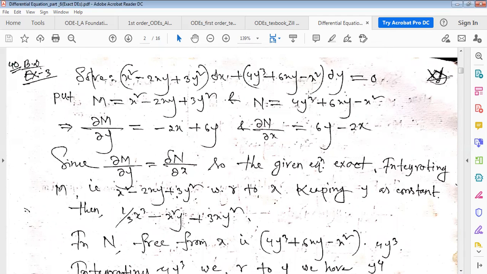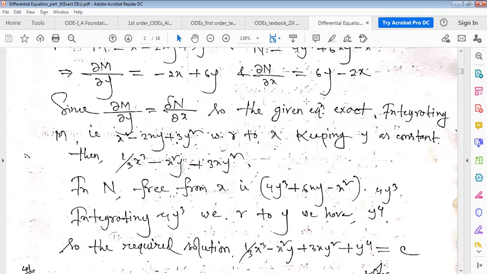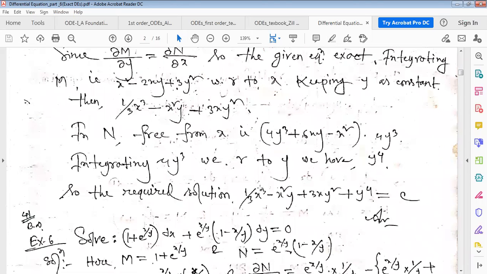That means the term without x will be what we have to take from n. In n, free from x, what? 4y cube. Now we have to integrate it with respect to y. Integration of this, what will be, y to the power 3 plus 1 divided by 3 plus 1, that means y4 by 4, 4 will be cut, so only y4 will be the result.